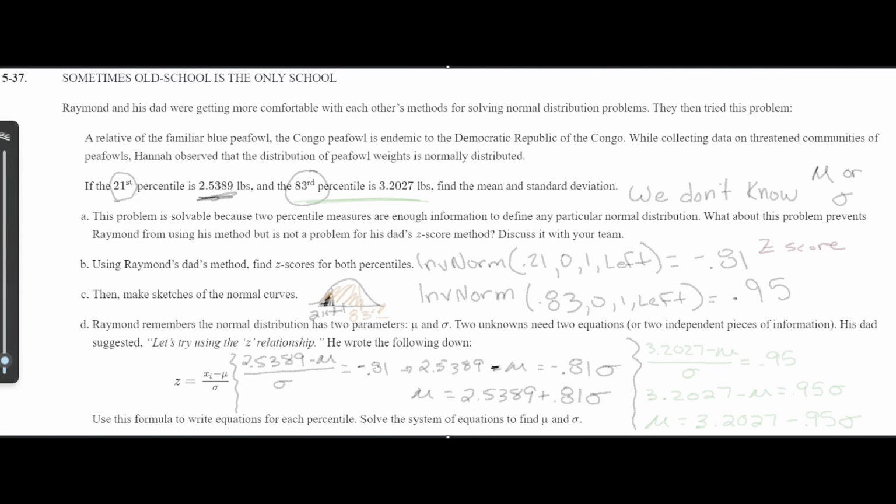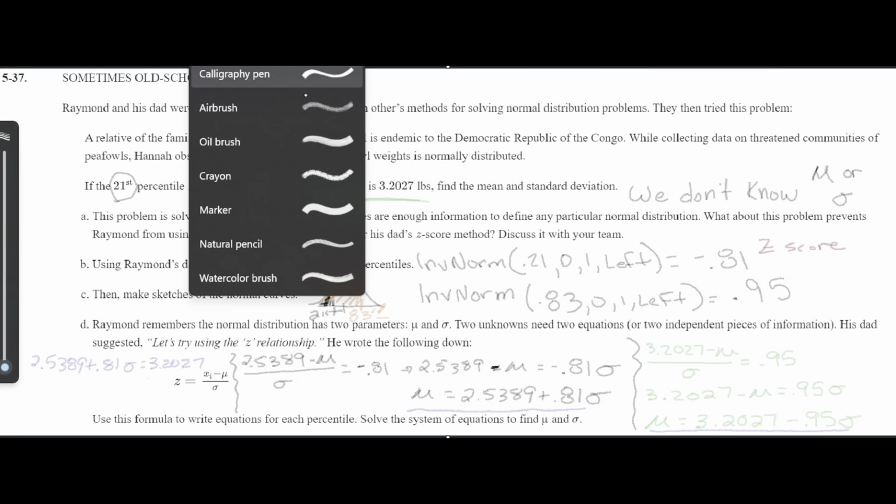Now I just have a system of equations. What's nice about this system of equations is they are both equal to mu. Now, I'm going to run out of room here, so bear with me. So I'm going to write my 2.5389 plus 0.81 sigma equals 3.2027 minus 0.95 sigma. And I'm going to go ahead and solve for sigma. And then I'm going to plug that sigma into one of my equations and solve for the mean. Okay, so at this point I'm going to speed it up and I'm going to be done for this.